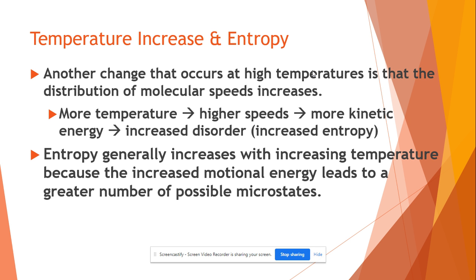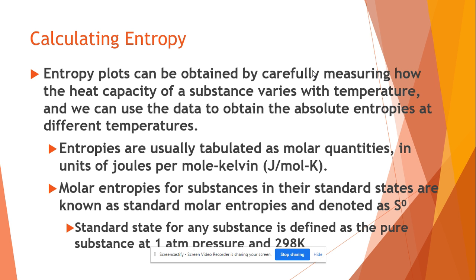Another change that occurs at high temperatures is that the distribution of the molecular speeds increases. With more temperature, there are higher speeds, there's more kinetic energy, and there's more disorder, more randomness, in other words, entropy. So entropy generally increases with increasing temperature. Again, because there is more thermal motion, there are more possible microstates.